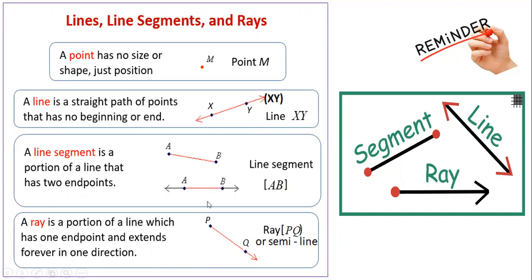While the one you talked about, we call it a ray. The ray has an end point, but extends from the other side. So from side B, it cannot be extended, but we can extend it from side Q.